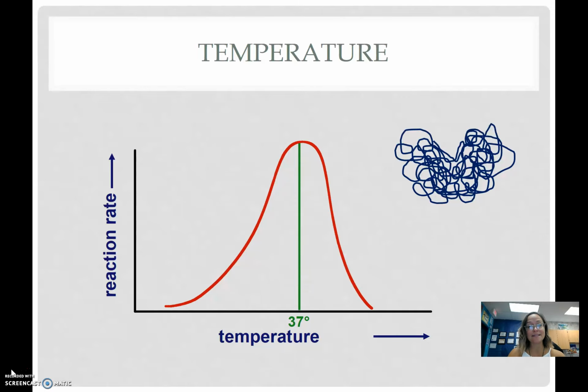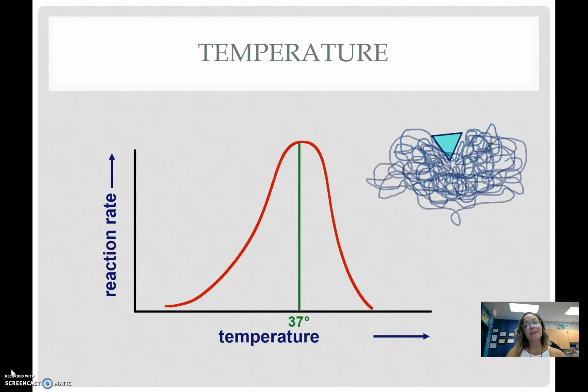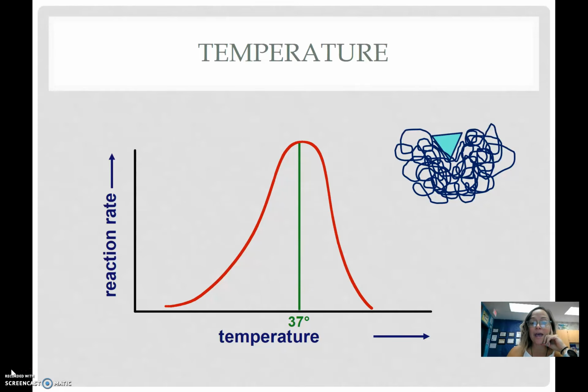Anyway, here you have an enzyme that has folded up into its shape, and shape determines function. We can see right here you have an active site. We have the enzyme folded up, and the substrate comes in and fits very specifically to the active site. But let's think about what happens.